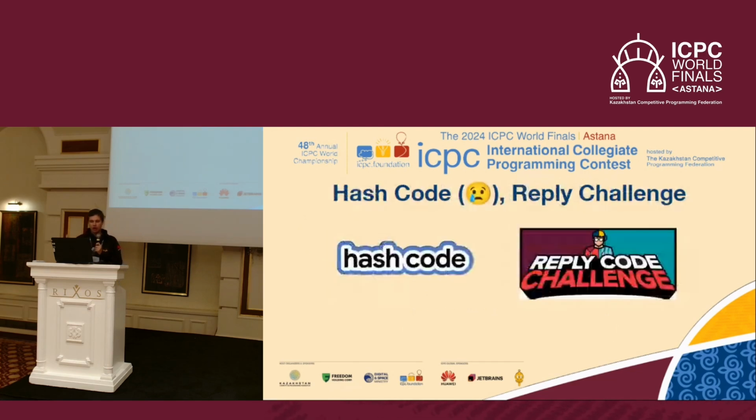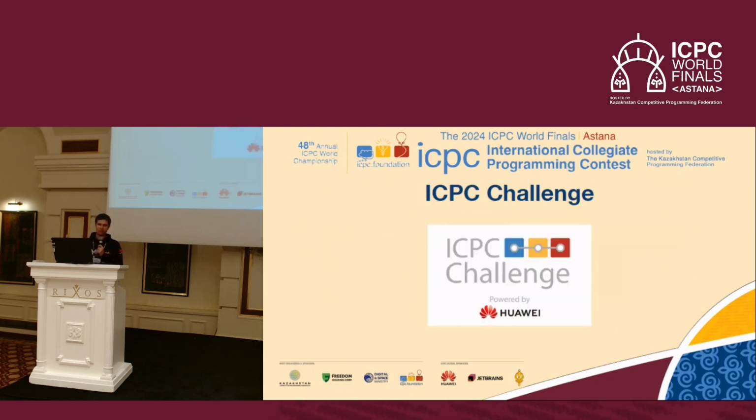Hash Code and Reply Challenge have been team contests of the same kind, and you're also given the test data. So you could look at the test data and strategize based on that. You could distribute different test cases to different people because they would have different patterns, for example. So that's also pretty fun. ICPC Challenge is another team optimization contest, at least in recent years. And I think it's going to happen tomorrow, I suppose. So good luck, everyone.